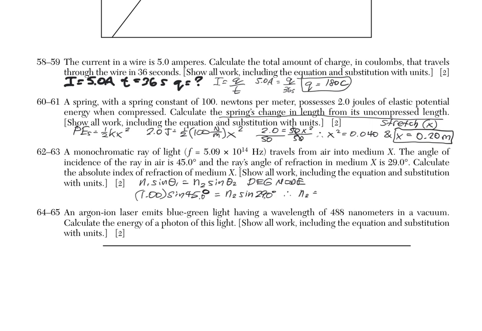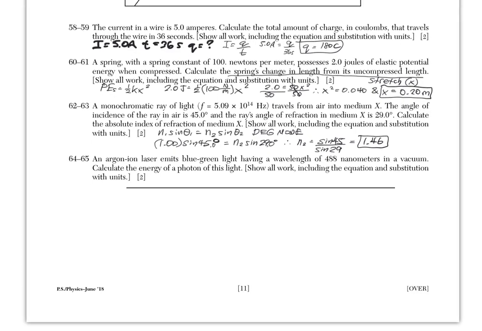So therefore, n2 is going to be equal to sine of 45 over sine of 29, again being in degree mode. And for an answer we get 1.46, and there are no units for n. And yeah, that's the index of medium X.